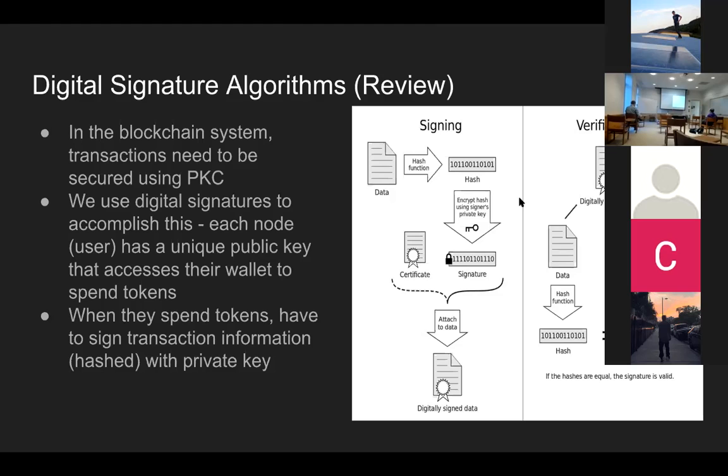And then anybody else on the blockchain, or basically before it's added to the blockchain as one of the pending transactions, it has to be verified using the public key. And you check to see that the resulting hash is equal to what's actually stored in the transaction class itself.